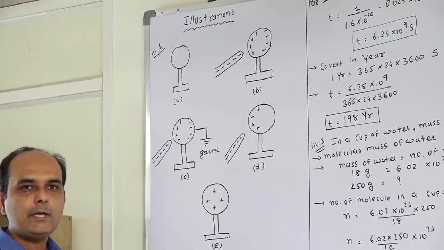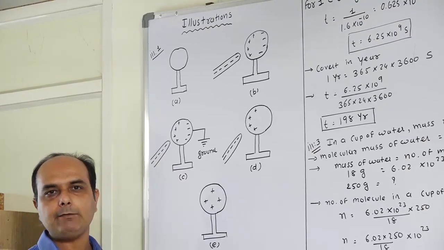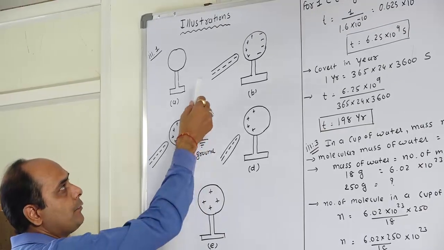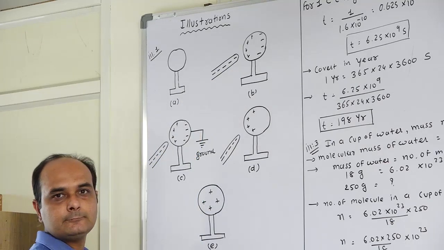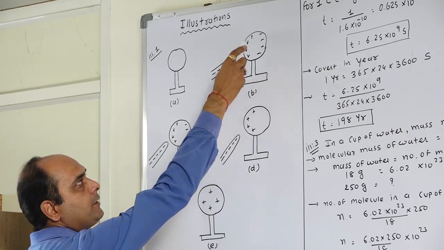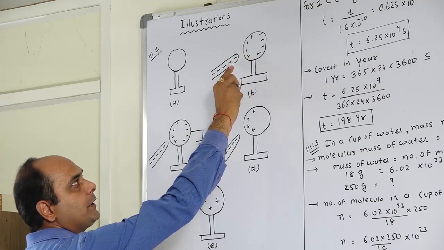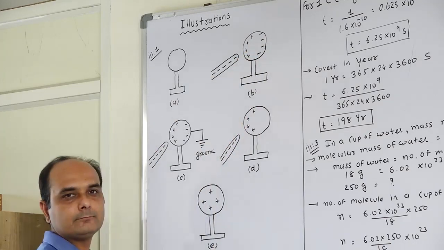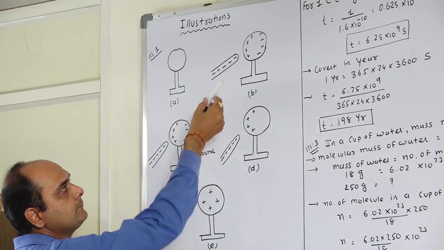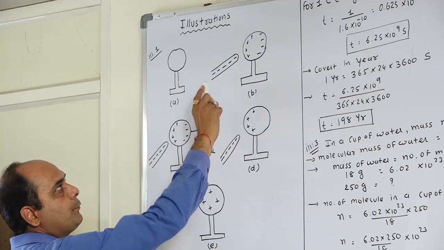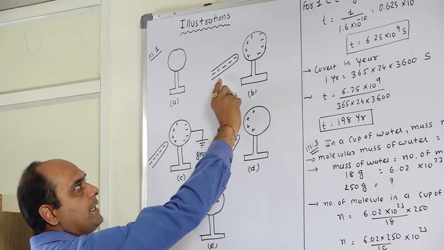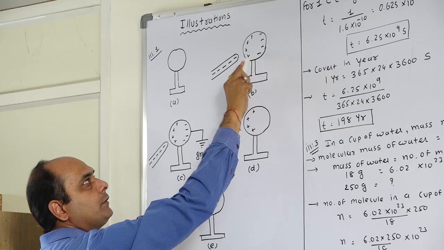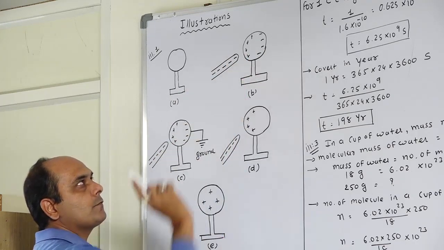Now we are using a negatively charged rod, and that negatively charged rod is brought near the sphere. The negative charge attracts positive charges, and due to the repulsive force of the negative charges, the negative charges move away from the rod. The negatively charged rod is brought near the sphere, and the negative charges lie on the right-hand side of the sphere due to the repulsive force.